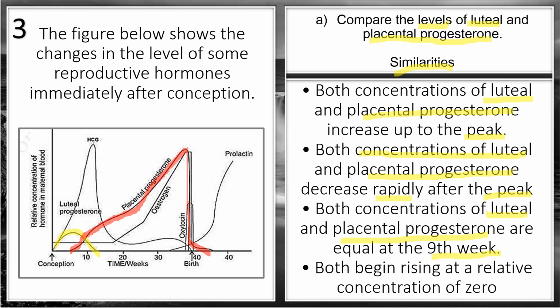Then both begin rising at a relative concentration of 0. So all of them are at the concentration of 0 around here, and that's where they start rising. You can see that lutein will start rising from 0 going up. At the same time, progesterone also starts from 0 rising upwards.